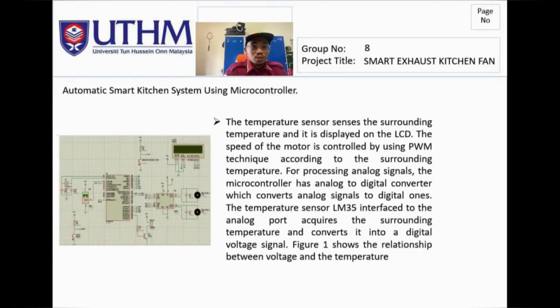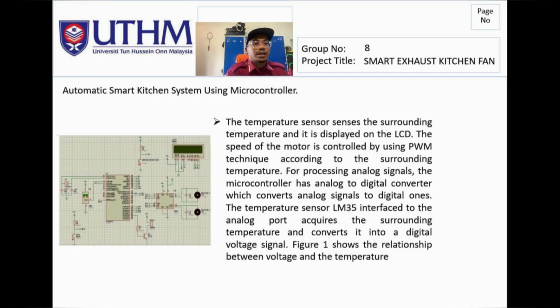Assalamualaikum warahmatullahi wabarakatuh. My name is Muhammad SYAHIR bin RAMLAN. Today I will present the literature review that we did before doing our project, the smart exhaust kitchen fan. We have 6 literature sources. The first one is the automatic smart kitchen system using a microcontroller.